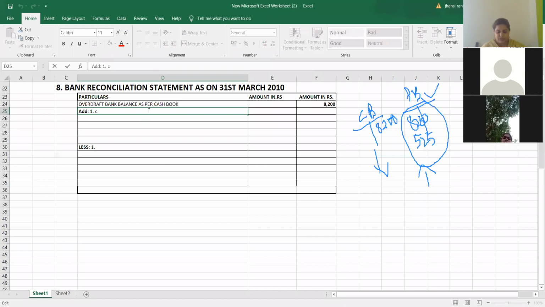The transaction is interest debited by the bank, not appearing in cash book. And the amount is, what's the amount given to us? 525. So I write here 525. Now, let us read the next transaction.